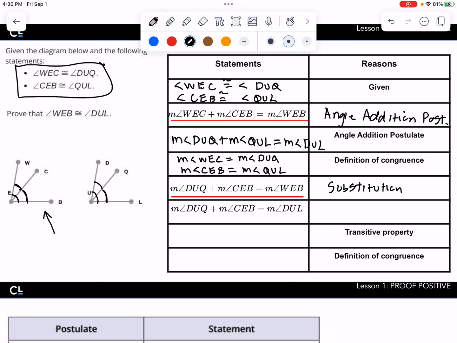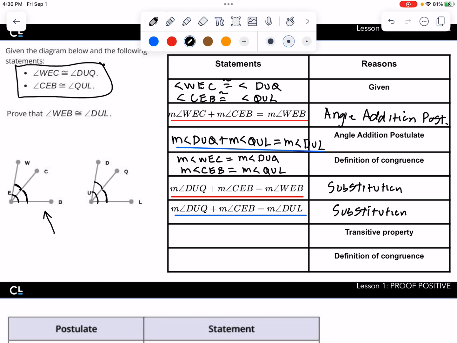The next step is very similar. Doesn't this look a lot like this? The only difference is instead of QUL, they replaced QUL with what QUL is equal to, which is CEB. So once again, we used the substitution property. We substituted the value of QUL into the equation.